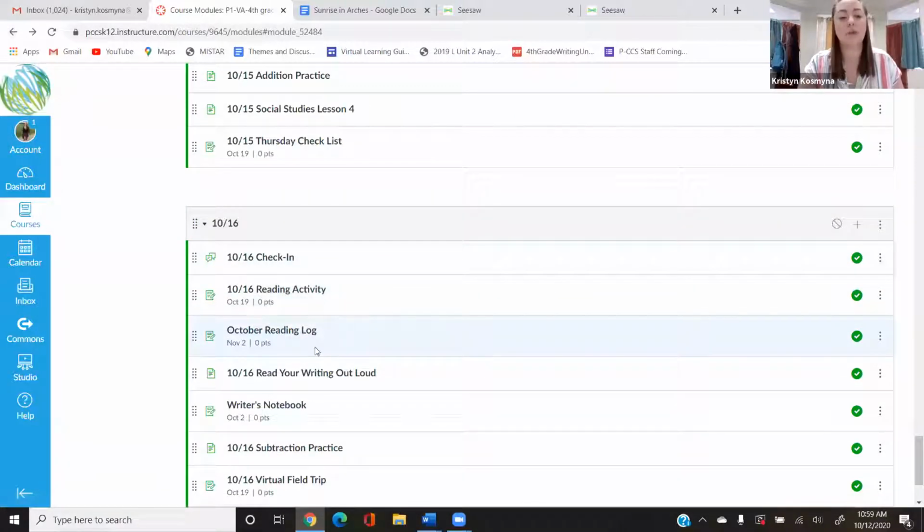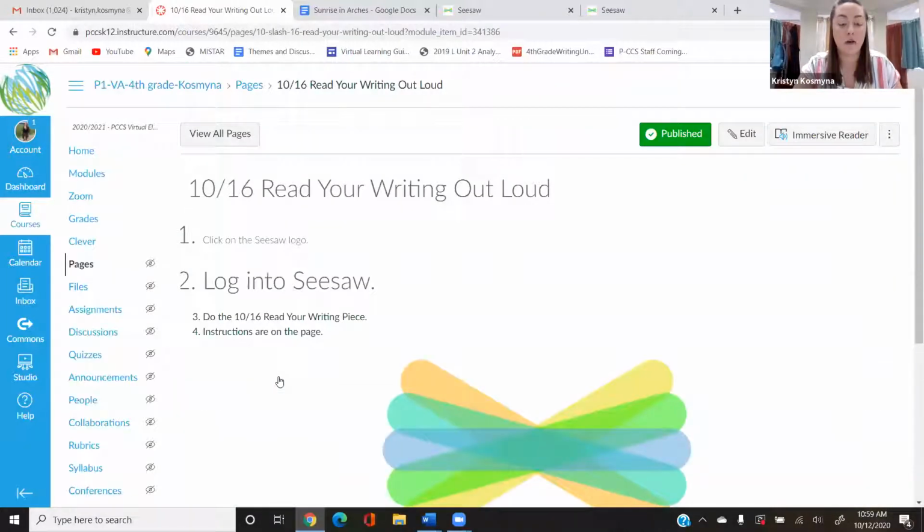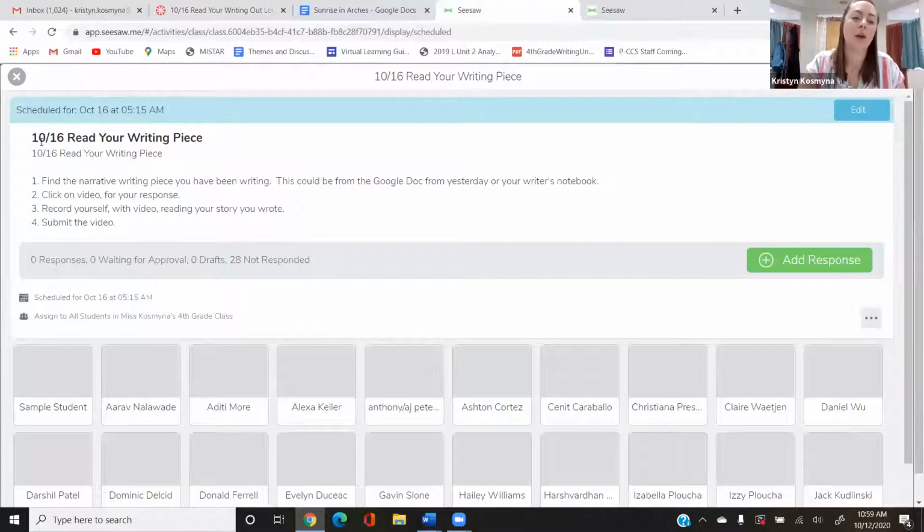We have our October reading log, so make sure you read 20 or 30 minutes and write down 1 or 2 sentences about what you read that day. Today, for writing, we're reading our writing out loud. I know this is funny, I've tried to change it a bunch of times, but it won't get fixed. You'll click on the Seesaw logo, and it'll bring you to this assignment. It's called 1016, Reading Your Writing Piece.